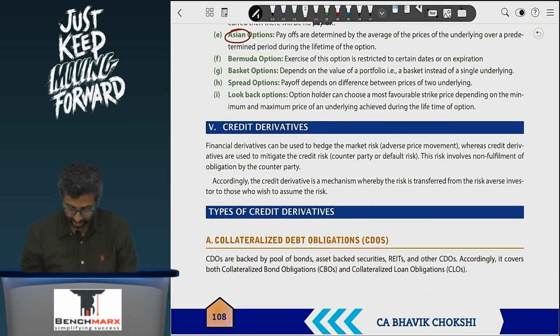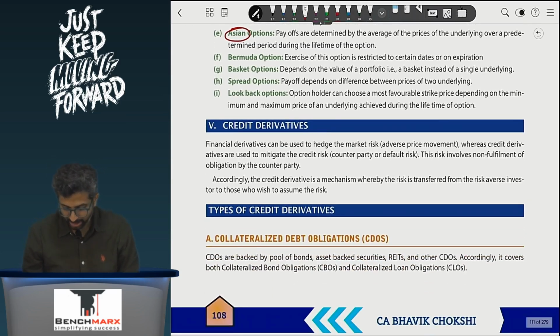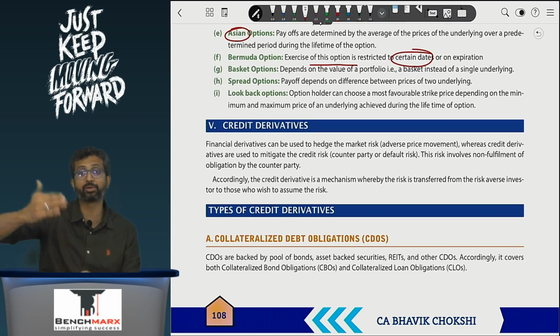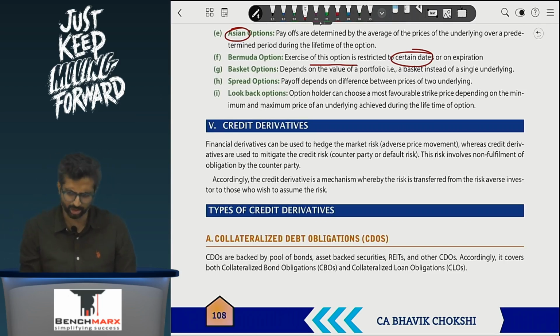Asian options. Bermuda options, the exercise of this option is restricted to certain dates. Your European option you can exercise only at expiry. American option you can exercise anytime before expiry. Bermuda option will say if it's a 3-month contract, every 15 days you will have a choice. If you want to exercise, you can exercise, otherwise you can continue. So Bermuda option will give you options at different points of time. Are we clear with this?